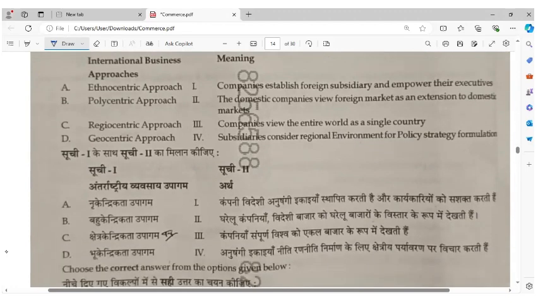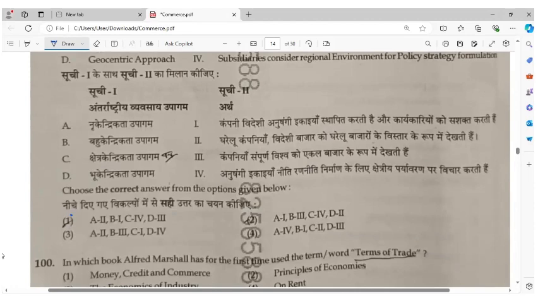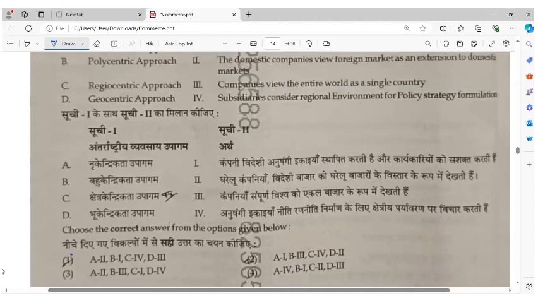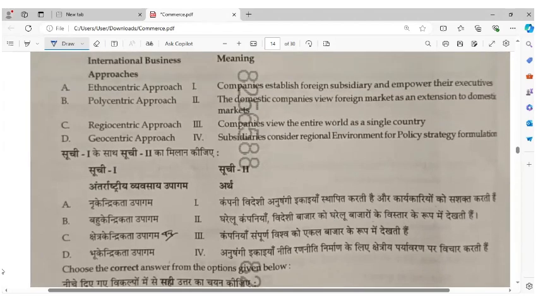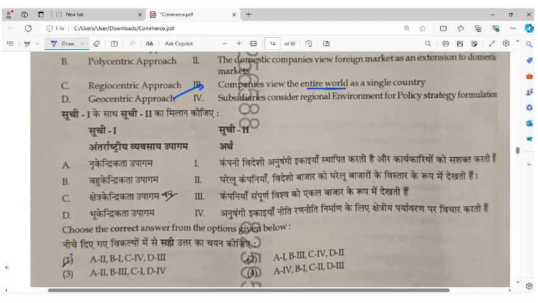Now the next one: international business approaches are given along with their meanings. In this question you will get confused, because most of the options we cannot eliminate. If we choose one option, we cannot get the other. So there is some trickiness in this question. You know ethnocentric, geocentric. Geocentric means the entire world, and option D has it as number 3. After that, regiocentric: the subsidiaries consider the regional environment for policy and strategy. So option C has it as fourth, D has 3, and C has 4. So we can easily mark this question as option number 1.